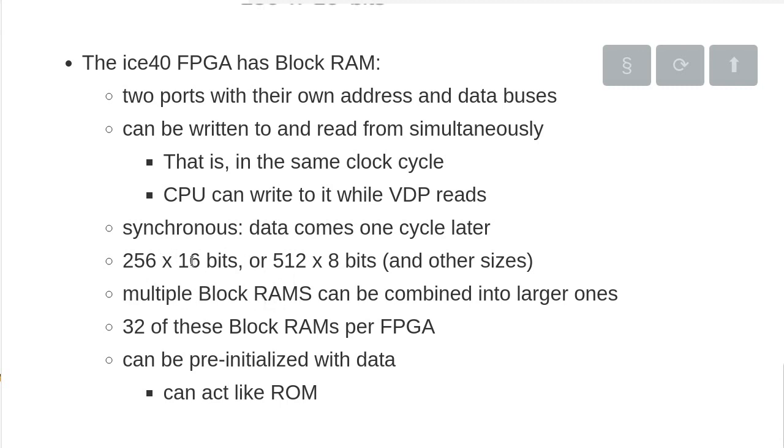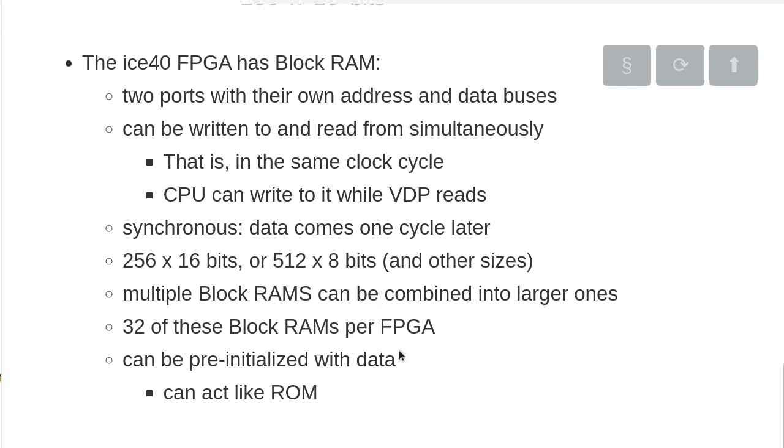And you can combine multiple block RAMs into larger ones. So if you need more than 256 words, you can combine it into a larger one. Or if you need wider than 16 bits, you can combine it, say, into a 32-bit or 64-bit memory array. And the FPGA I'm currently using has 32 of these. I think the one that I just mentioned that has onboard memory has fewer than 32. So we have around 32 of these available to us.